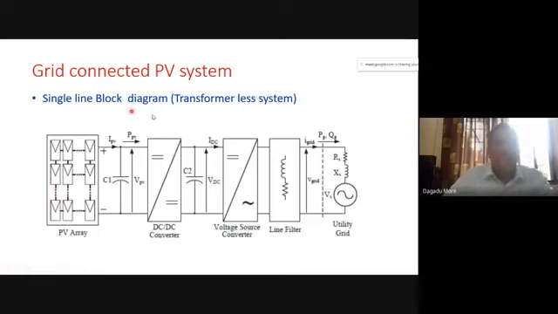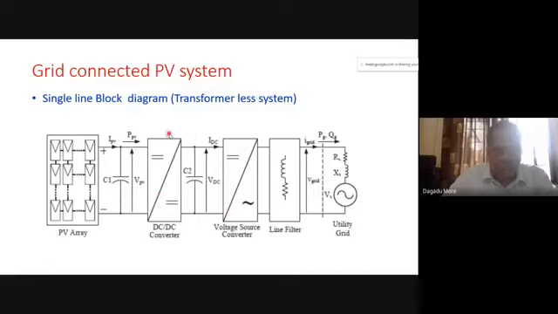So here you have seen it. This will be our solar power generation. We are having a PV array, then a filter capacitance, then DC to DC converter, then voltage source converter, and this is feeding power to the grid. We require a line filter. So here we don't have a transformer in between the grid and the solar power generation.